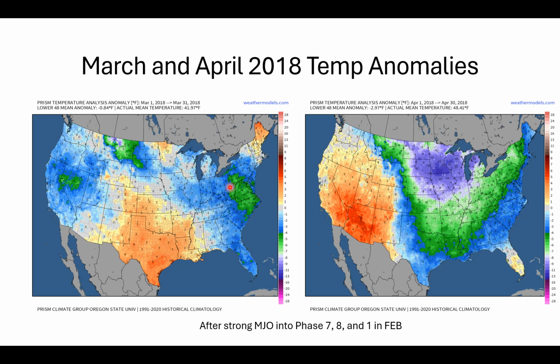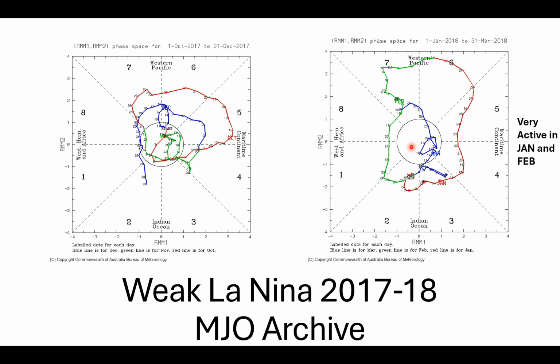We got colder than normal temperatures across the mid-Atlantic, blue and green colors. Purple is even exceptionally below normal temperatures. But you see what happened here, how the temperature anomaly configuration changed just after examining the MJO plot for this winter.